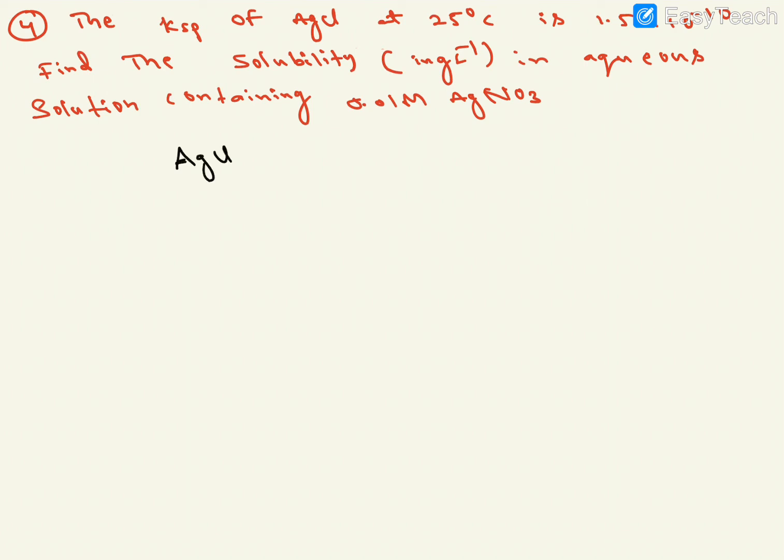What is the formula here? The question has two types of salts: AgCl, and one more salt, AgNO3. AgNO3 undergoes complete ionization, while AgCl undergoes incomplete ionization, being a sparingly soluble salt. The common ion here is Ag+ ions, present in both. So these are common ion related questions.